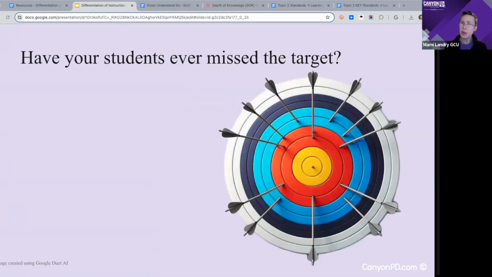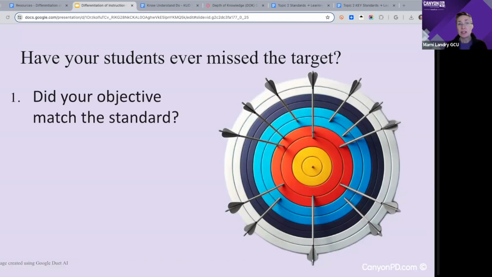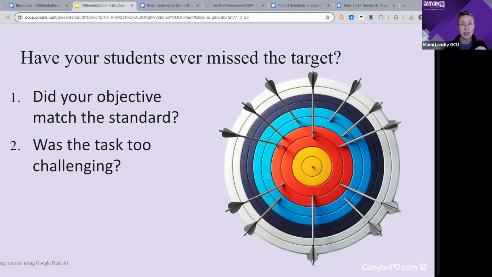But have you ever thought you had all of these things aligned and your students missed the target? I don't know, mine surely have. Sometimes you write them, but you realize your objective didn't directly match the standard. It matched something you were imagining about your greater understanding, but not the direct standard itself.